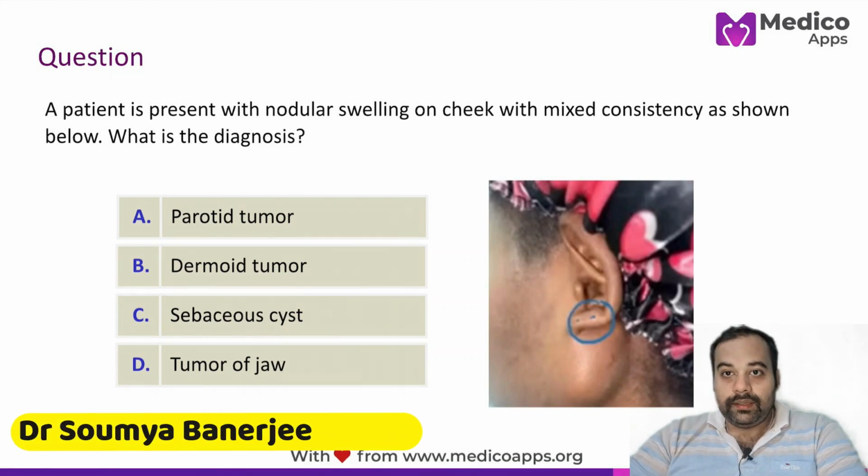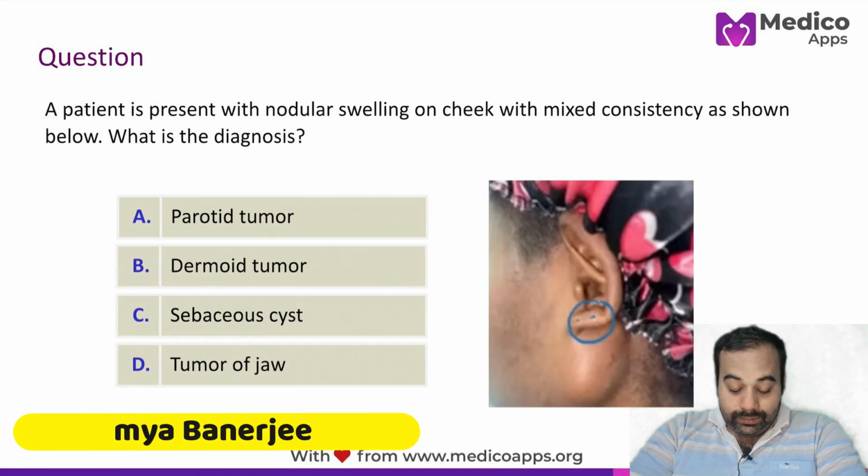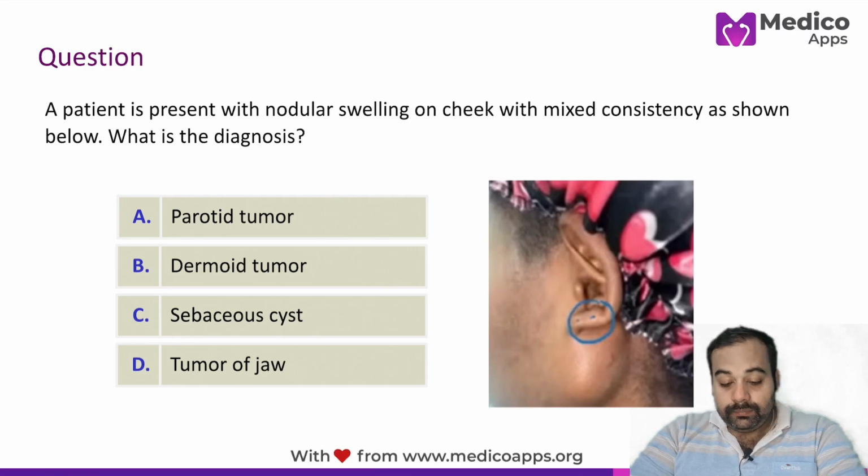So let's take the next question. Our next question is: a patient presented with a nodular swelling on the cheek with a mixed consistency as shown below. What is the diagnosis? Option A is parotid tumor, option B is dermoid tumor, option C is sebaceous cyst, and option D is tumor of the jaw.